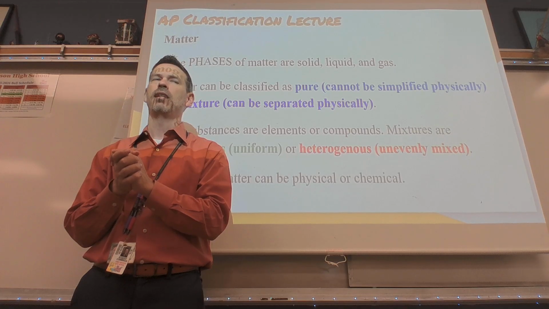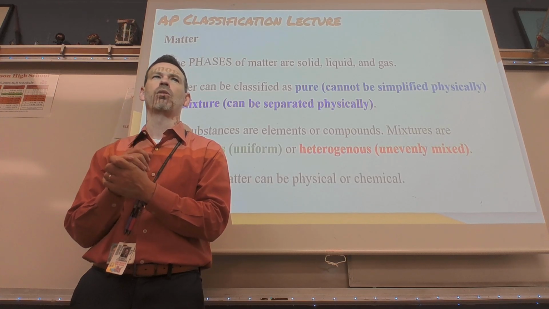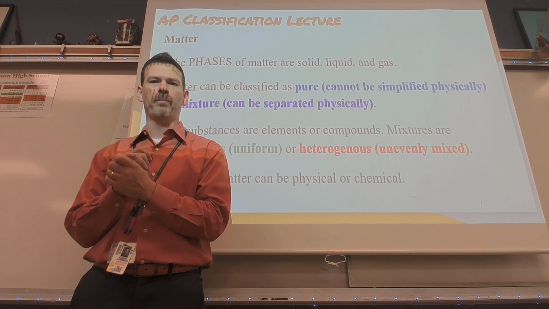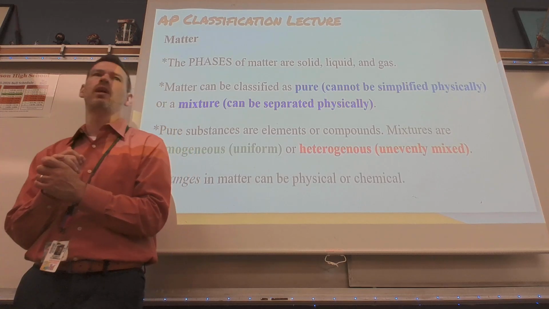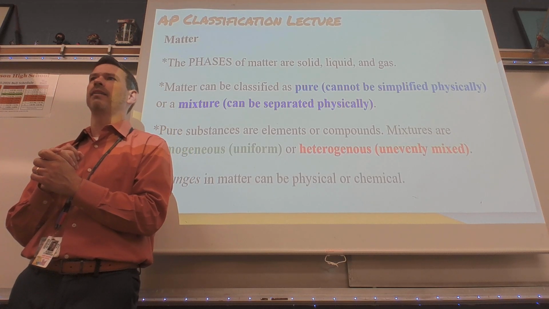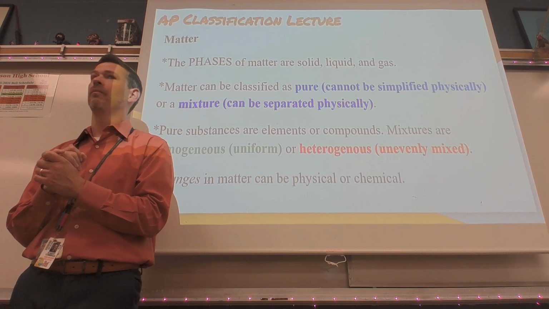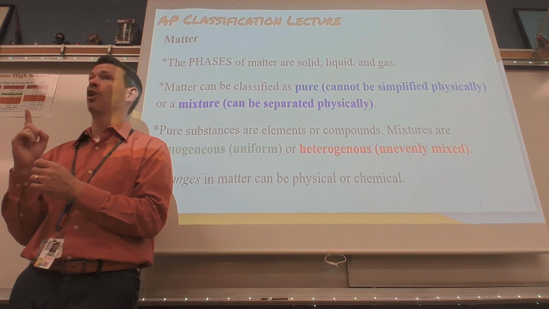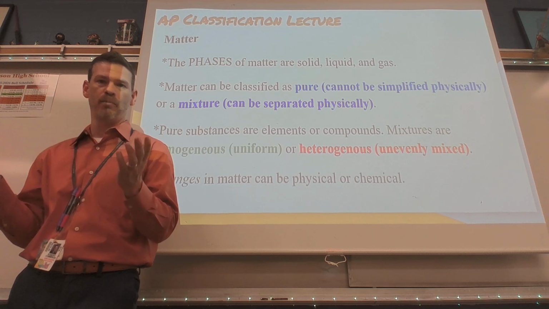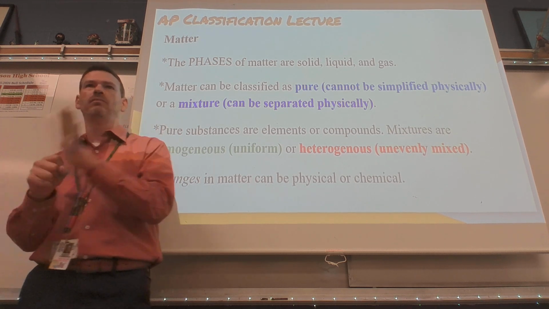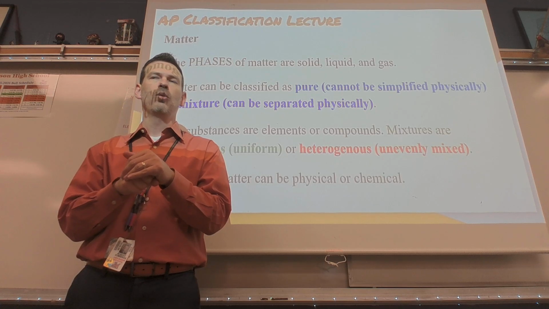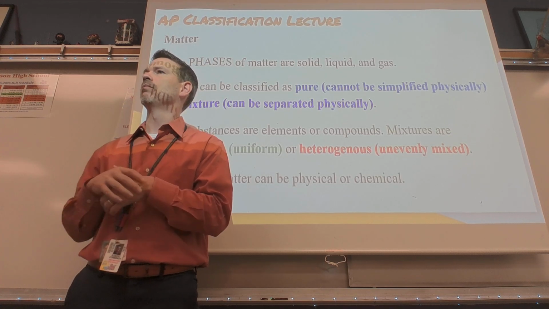Photosynthesis. Is photosynthesis physical or chemical? It is chemical, because in photosynthesis, you start with carbon dioxide and sunlight. What do you end with? Glucose, sugar, and oxygen, brand new stuff. It's kind of like ice melting.